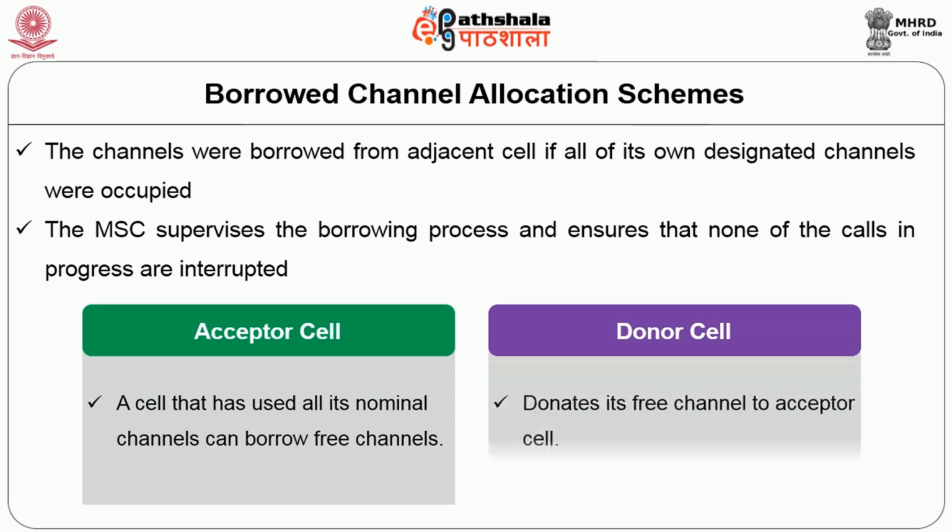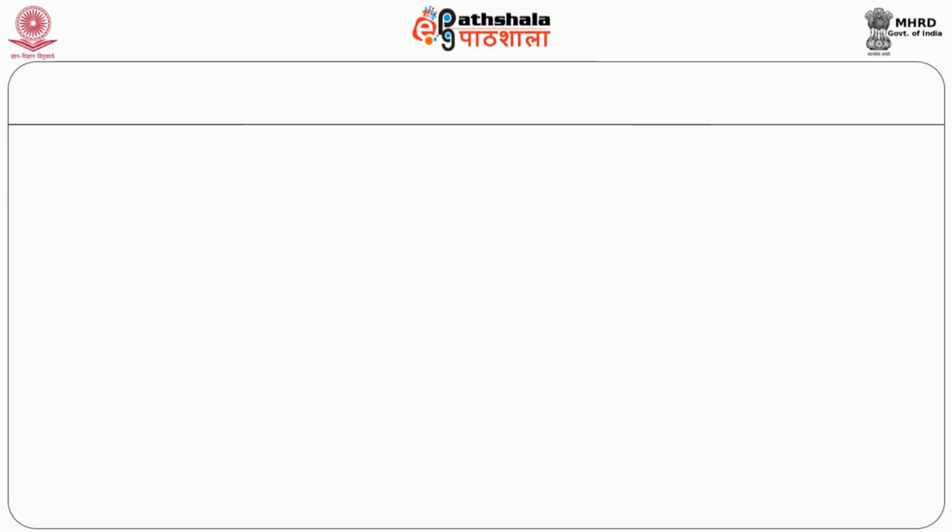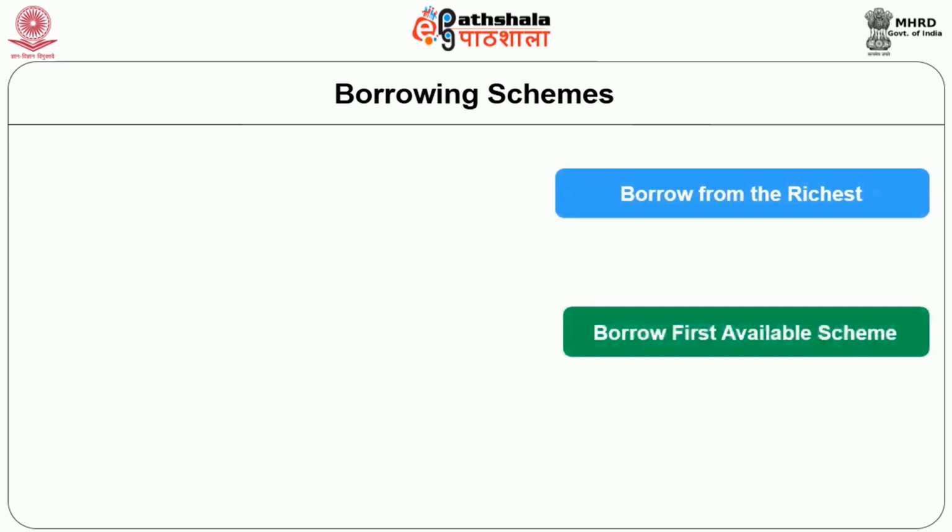The cell which asked for the channel is known as the acceptor cell. And the cell which provides the channel is known as the donor cell. That is, the acceptor cell would be one in which all the nominal channels have been exhausted, and the donor cell is one from which the channels are borrowed to accommodate new calls. Now there are different strategies for borrowing.